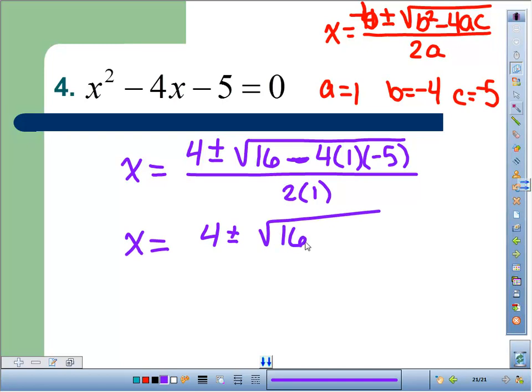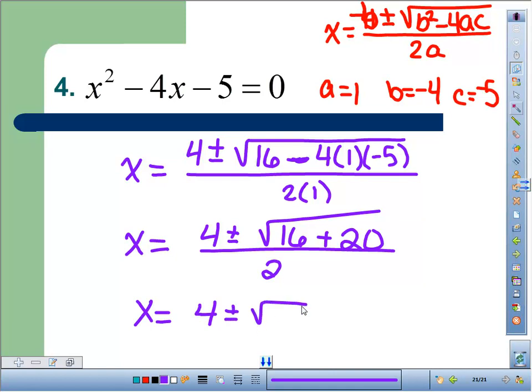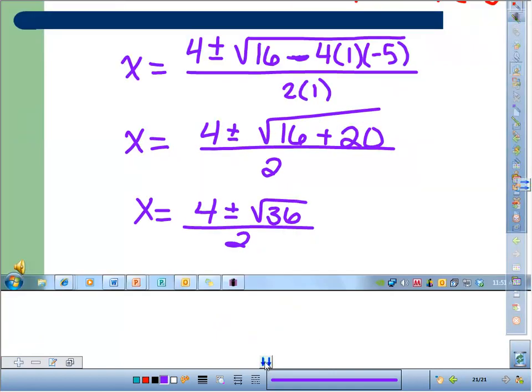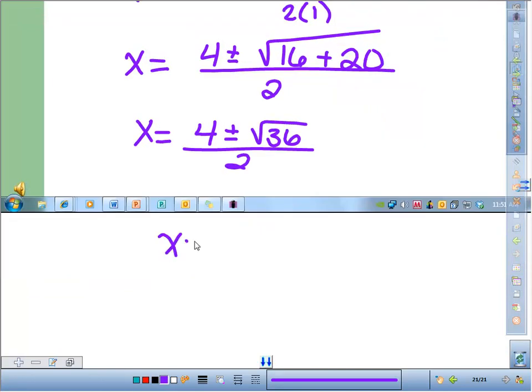So we have 16 minus 4 and minus 5. The minuses are going to cancel out, so it's going to be plus 4 times 1 times 5, which is 20, all over 2. 16 plus 20 is 36 over 2. Square root of 36 is 6.